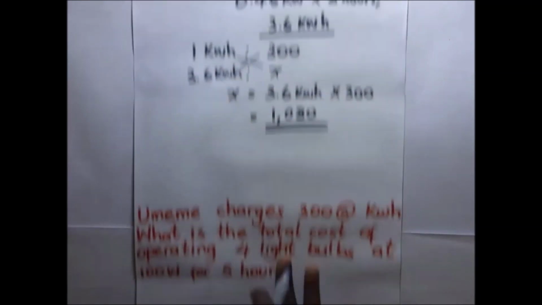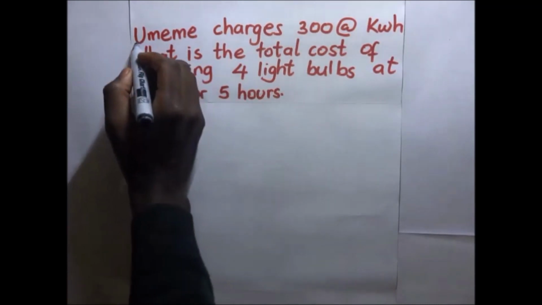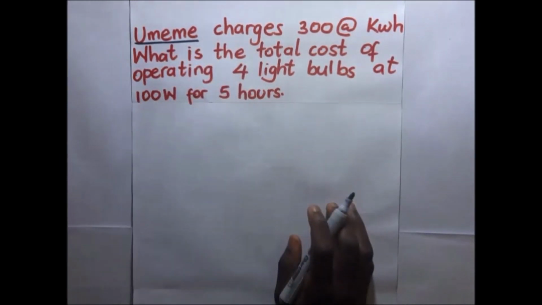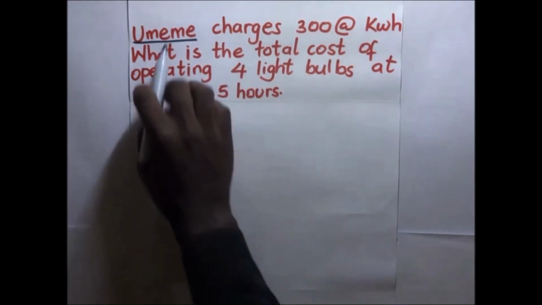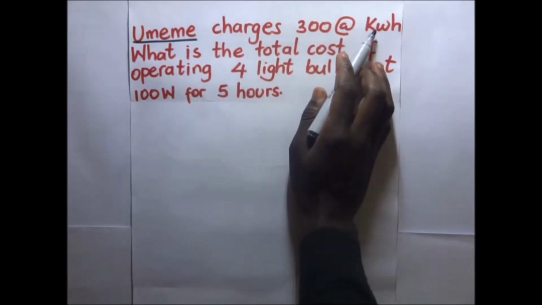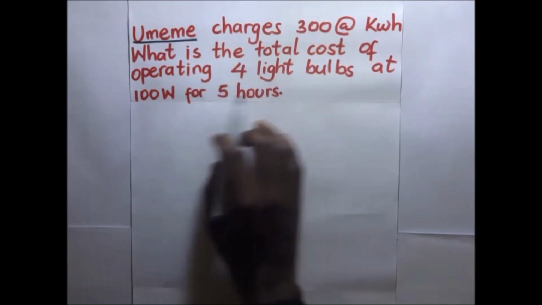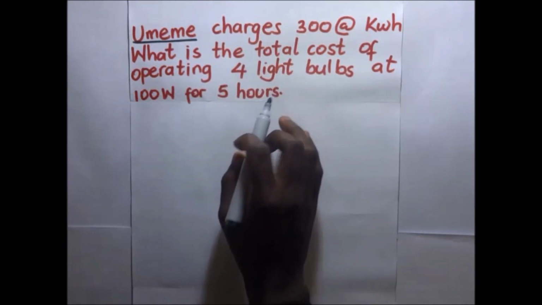Let's do one more number. Umeme is a utility company in Uganda. Umeme charges 300 per kilowatt hour. What is the total cost of operating 4 light bulbs at 100 watts for 5 hours?